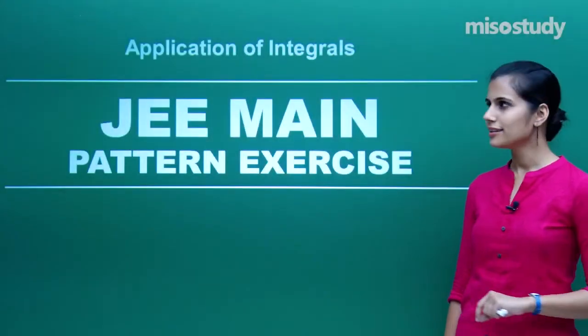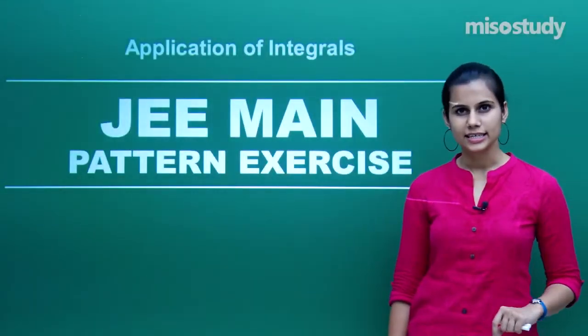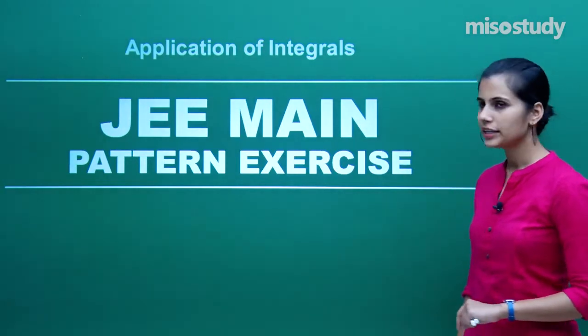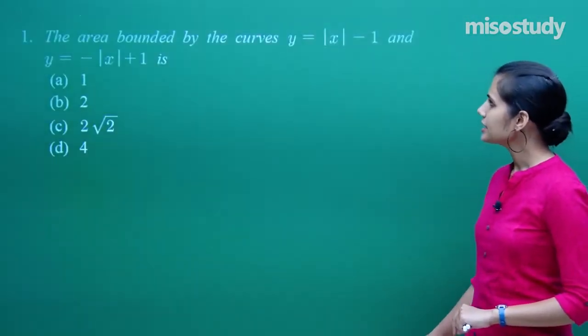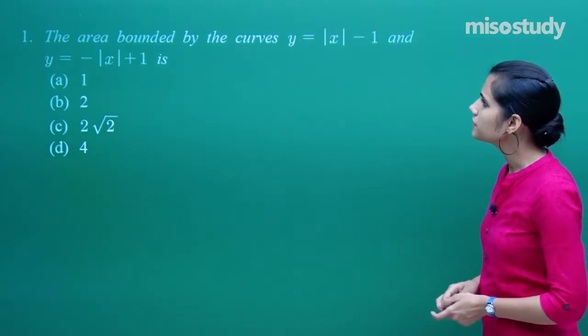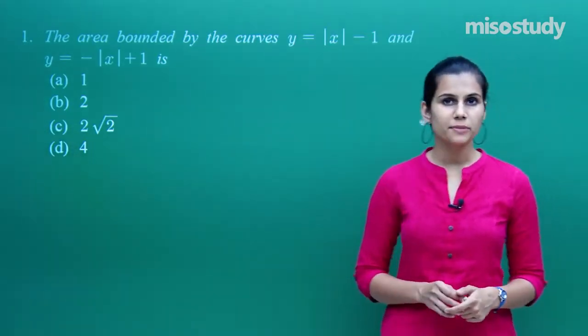Okay guys, so let's begin our discussion over the JEE Main pattern exercises for the chapter Application of Integrals. First question says that the area bounded by these two curves is what? Okay, so you need to interpret both the curves.